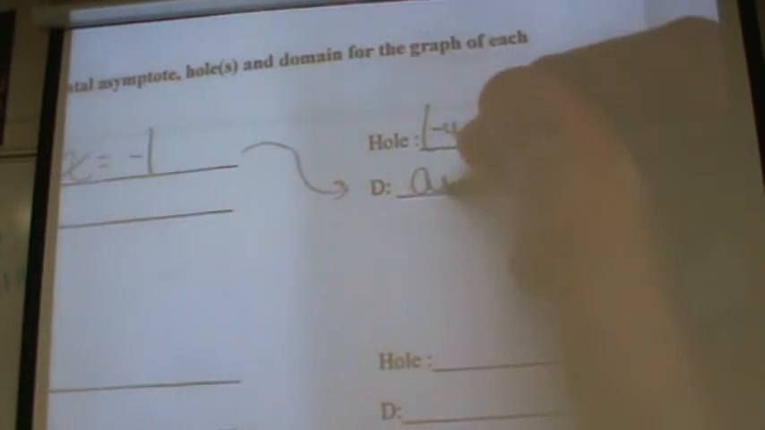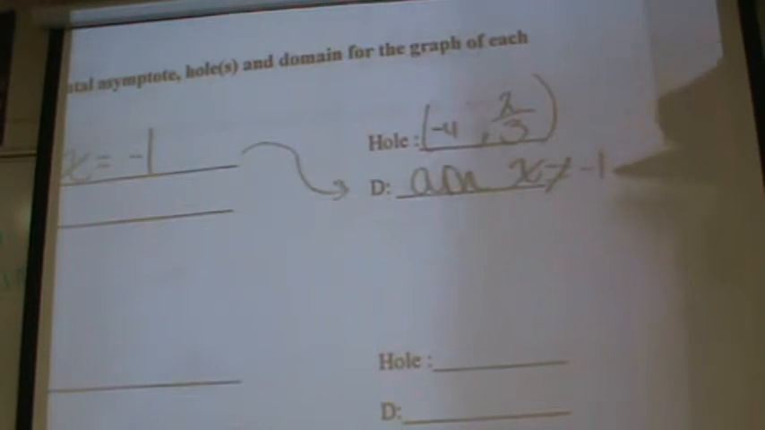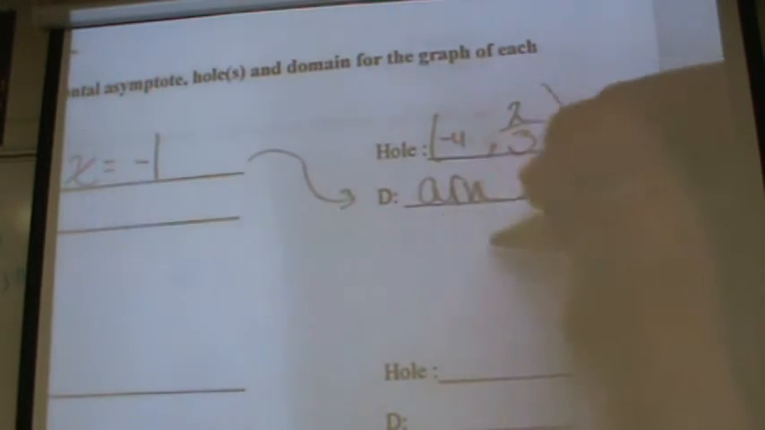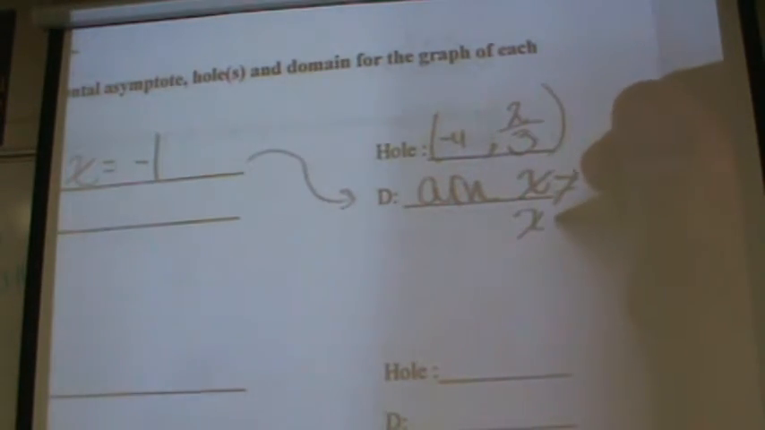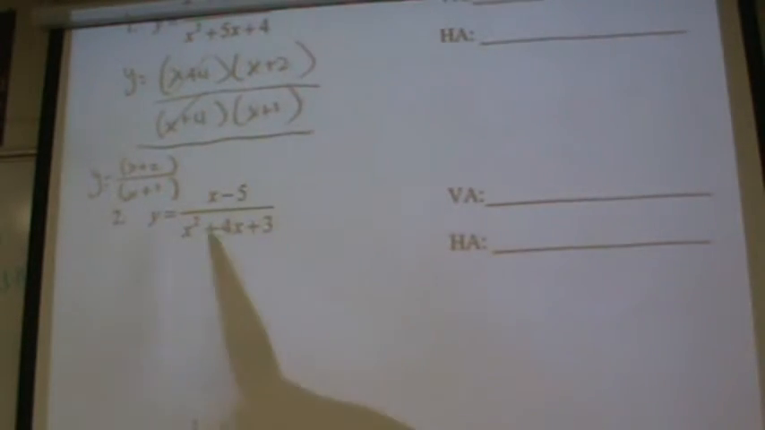Going to the domain. It's going to be all real numbers, but x cannot equal -1. And then we're going to add it at the bottom as well, just like on the other side. X can also not equal -4. Just like that.